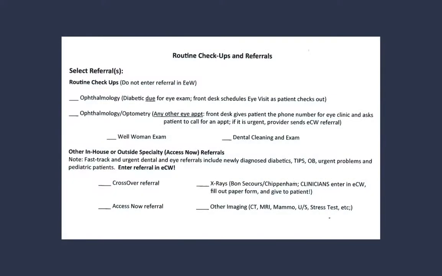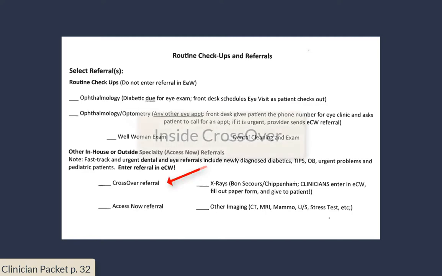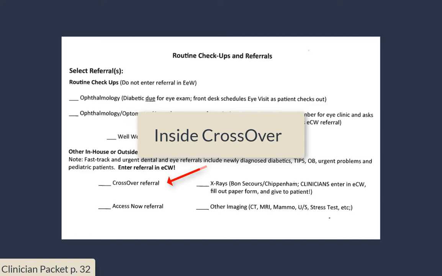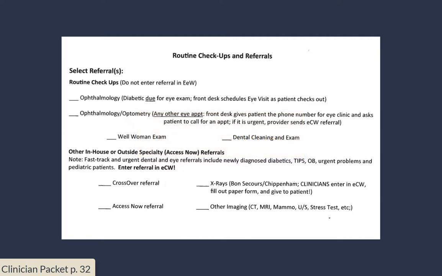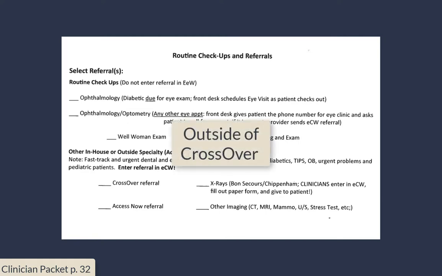Now we are going to talk about how to make a referral. This process begins with the checkout sheet at Crossover. On the back of the checkout sheet, you will see two options, Crossover Referral and Access Now Referral. The first step in making a referral is identifying which one of those options it is. A Crossover Referral is a referral to someone inside of Crossover, one of our volunteer specialists, for example. An Access Now referral is a referral to someone outside of Crossover because we don't have that specialty in-house.